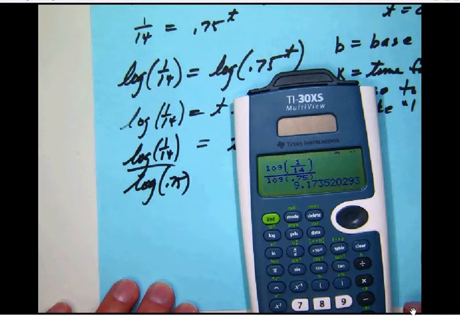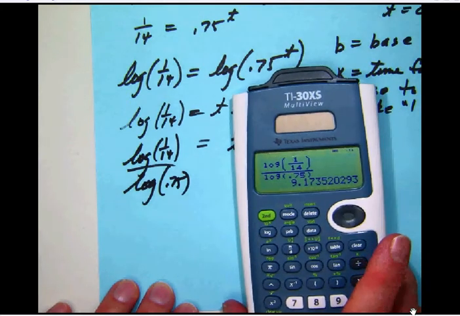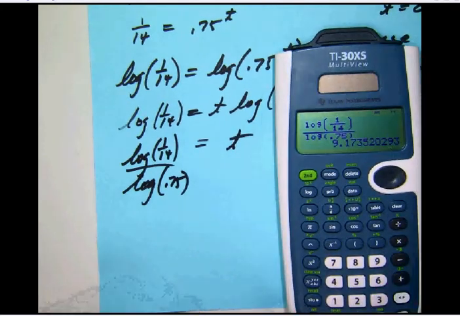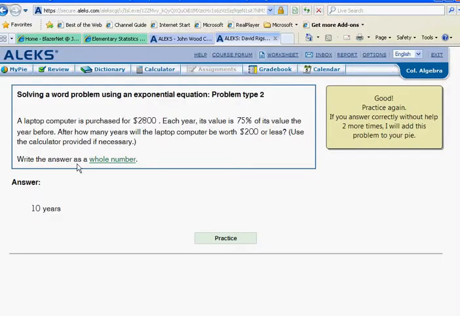And here we go. We have 9.1735. Let's see what they want here. We have to be careful in these situations, because they want this answer as a number of years. Keep in mind that with this 0.75, we have a decreasing exponential. The value continues to drop. So we're going to want to put that in as 10 years in order to get the answer. That 9.17 number rounds to 10, and we're good to go.